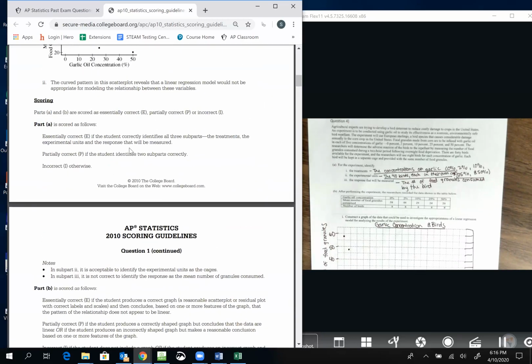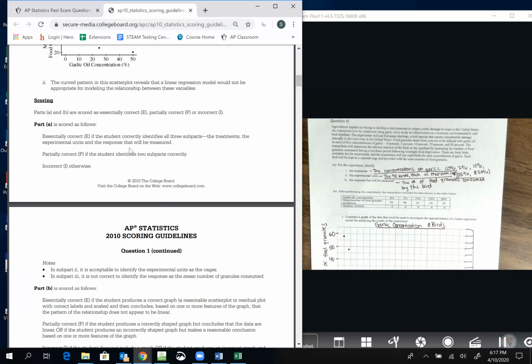Part A scoring, essentially correct if the student correctly identified all 3 subparts. Partially correct if they did 2 of the 3, incorrect otherwise. Notes in subpart II, it is acceptable to identify the experimental units as the cages. So if you said the 40 birds or the 40 cages, you don't have to have the number, but birds or cages are both acceptable.